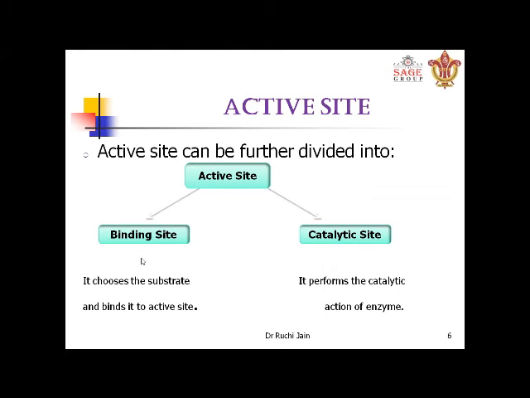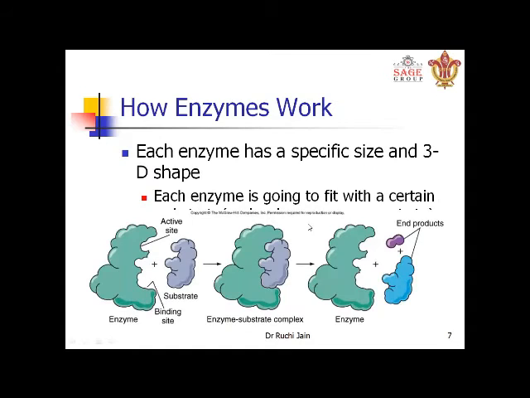The binding site helps to choose the substrate, and the substrate will bind to that active site. In the catalytic site, mainly the reactions take place and the substrate is converted into the product. Here is a diagram in which we are seeing the substrate and the active site in the enzyme. The substrate can bind to the enzyme and form the enzyme-substrate complex. Further, the catalytic site will do its action and convert the substrate into the product. Like that, end products are formed with the help of enzymes.